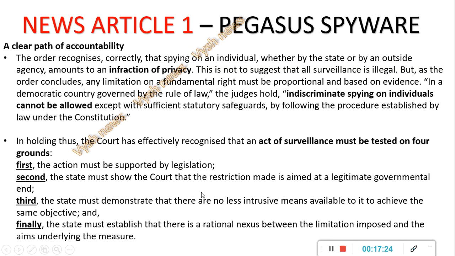So in your mains answers also you can use it if the question is like criticize this government or critically analyze the actions of the government in the context of Pegasus spyware. You can use these points. That is why I'm telling you this is your single answer to your mains problems. If you have to develop mains answer writing skill, you have to read the editorial.